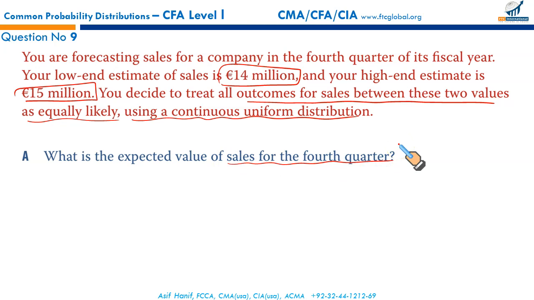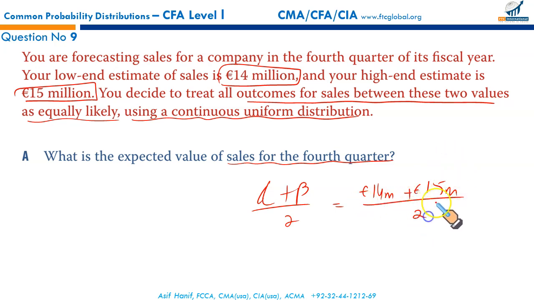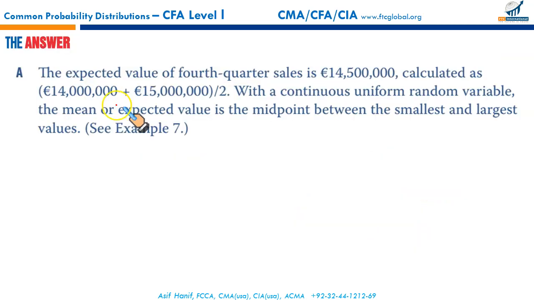I hope you remember from your previous learning. If you have these two high and low values and need to calculate the expected value, you simply take the average, alpha plus beta divided by 2. So if we expect 14 million euros to be the lowest number and 15 million to be the highest sales figure, you simply add these two and divide by 2. That will be 14.5 million euros right here.